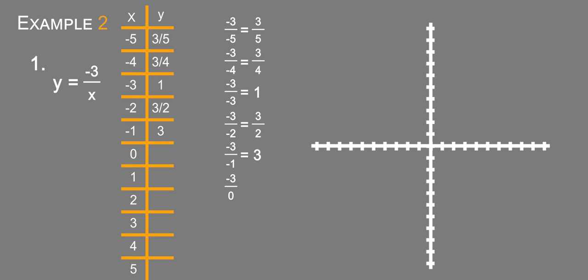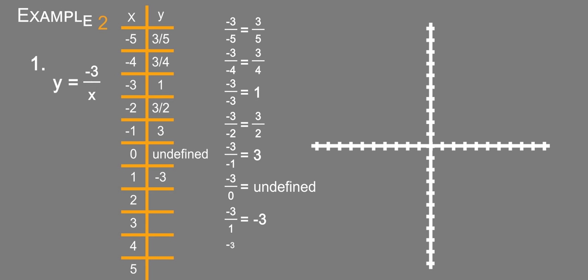0 is undefined. And the reason for that is because we have 0 in the denominator. Negative 3 divided by 0 is undefined. At 1, it's negative 3 divided by 1, which equals negative 3. At 2, it's negative 3 divided by 2, which equals negative 3/2.